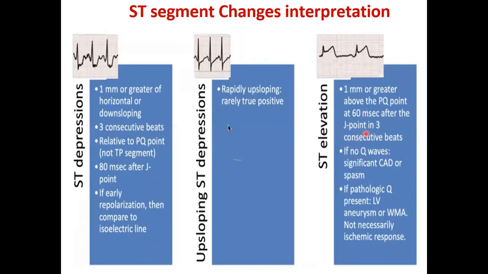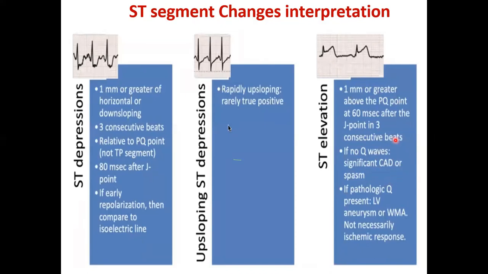You have to have three consecutive beats with these similar changes, either the elevation or the diagnostic ST segment depression in three consecutive beats, to be considered as a positive test. Now, if there are no previous Q waves and you're having 1 millimeter or greater above the PQ point, ST segment elevation, then this is diagnostic of significant coronary artery disease or coronary artery spasms.